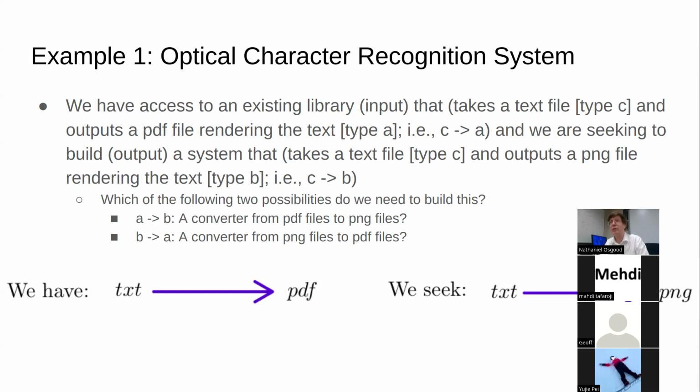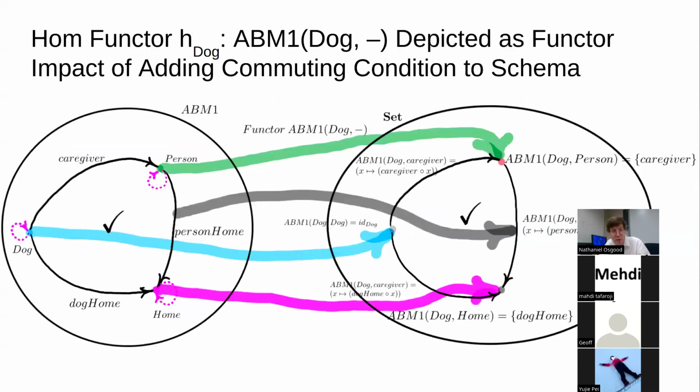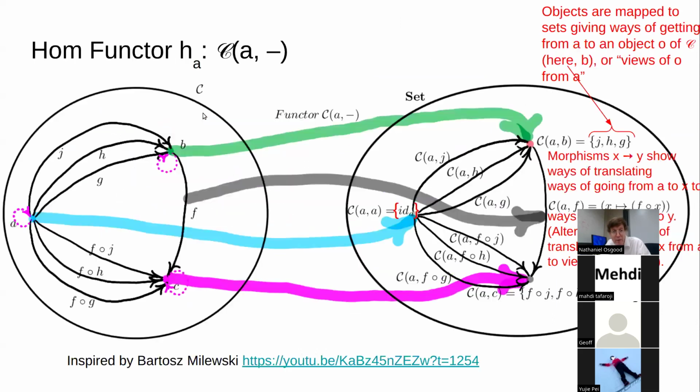PDF to PNG. And I hope this is reminding you of this sort of case. We want to go further downstream. We know of ways of going from A to B, and we want to go from A to C. And so we're going further downstream. We need ways of going from B to C.